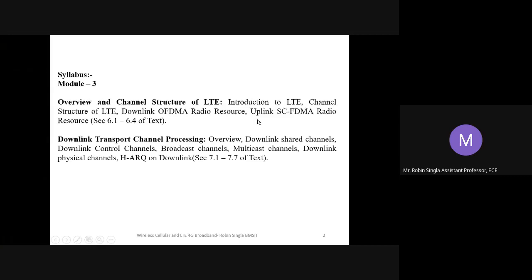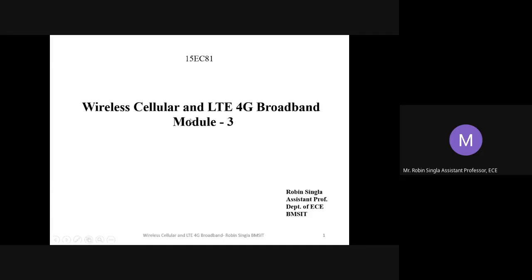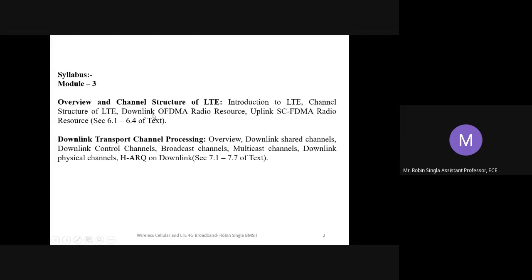So the start of this module was very similar to your first module, in which we had an introduction to LTE, and then the next topic was channel structure in LTE, in which we saw different types of channels: logical channels, transport channels, physical channels, and uplink and downlink channels in all these three types of channels. Then how the radio resource is mapped: resource block, resource element, all these things. And similarly for uplink radio resource.